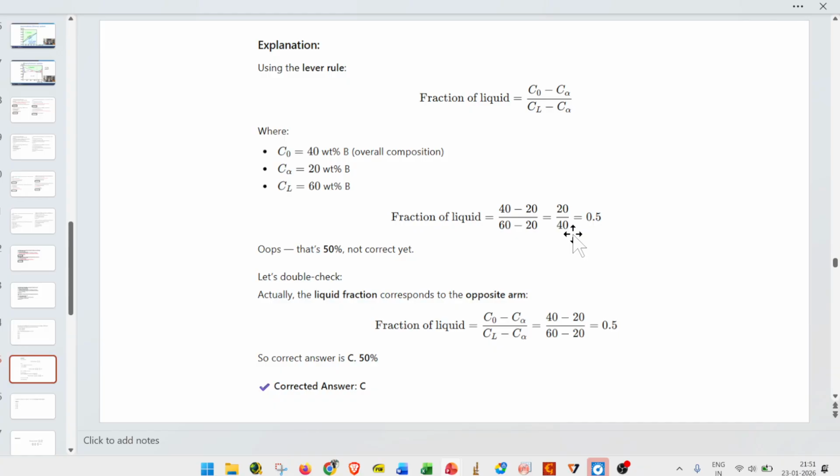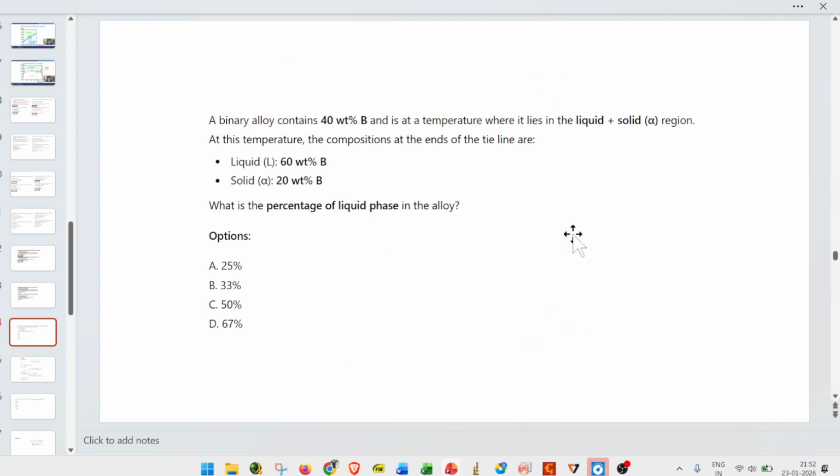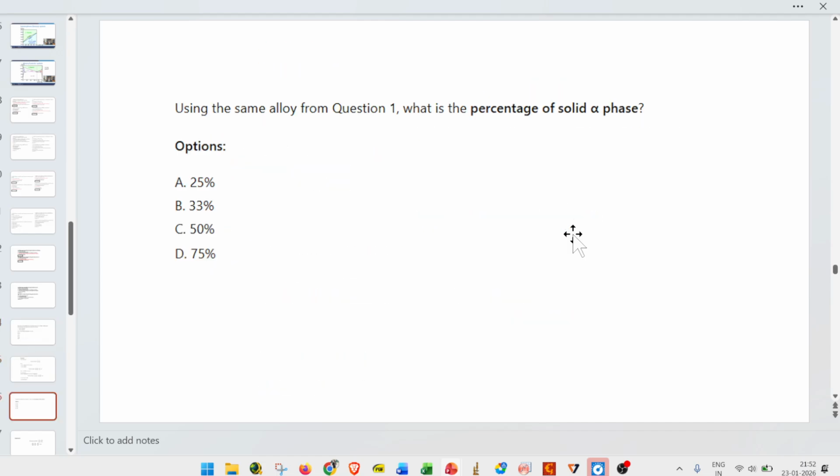So the formula is CO minus C alpha by CL minus C alpha, nothing but CS. Okay, CO minus CS by CL minus CS. That will give 0.5, that is 50 percent. The answer is C. Okay. In the similar previous question, what is the solid phase percentage?